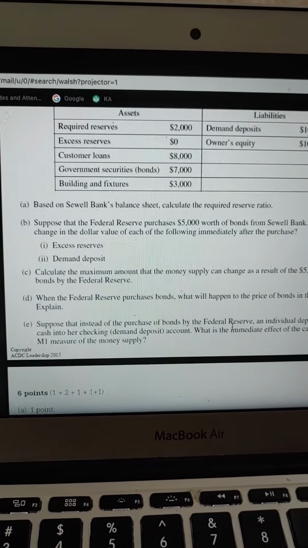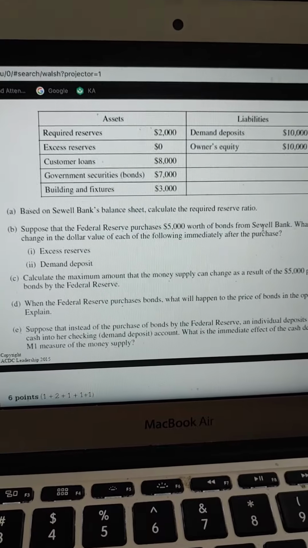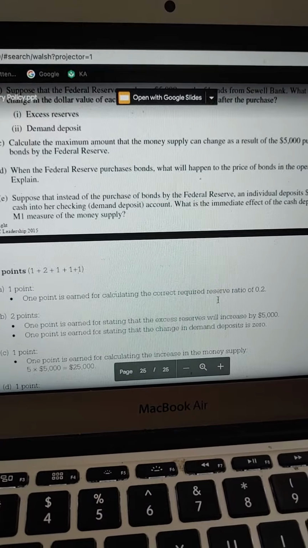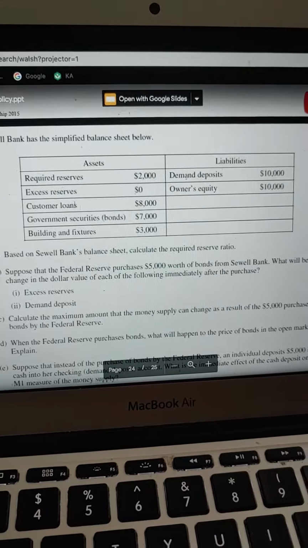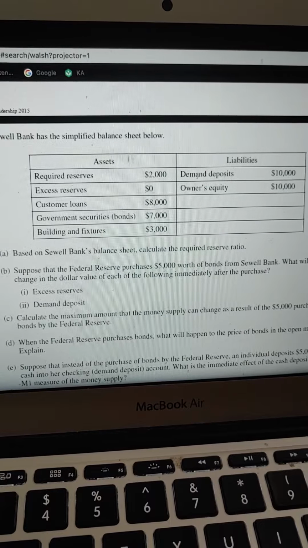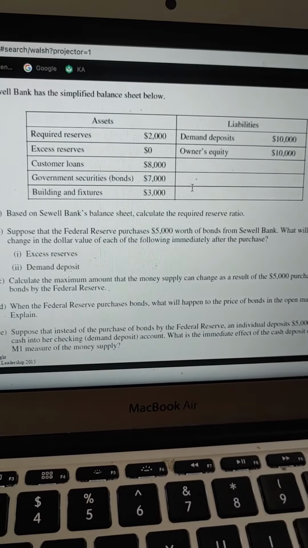Okay, so the answer to letter A is, A is asking what the required reserve ratio is, and the reason why the answer to that is 0.2 is because the required reserves is 2,000 and the demand deposits is 10,000, and if I divide 2,000 by 10,000, I get 0.2.